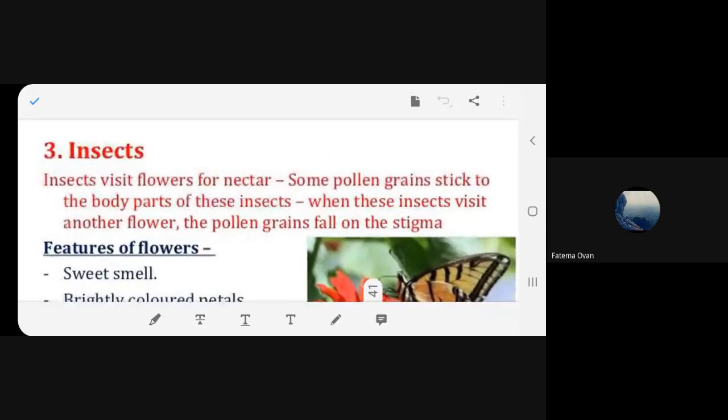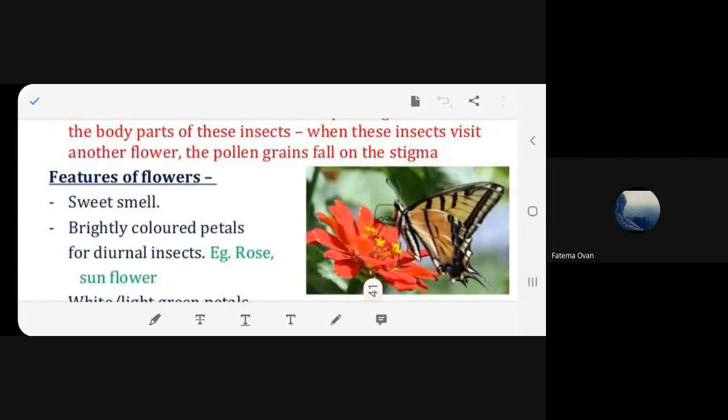So insects, as we know, get attracted by the colored flowers. That's why petals are so colorful, isn't it? Insects need colors to be attracted. So when they go to those brightly colored flowers, the pollen grains from the anther stick to the feathers or wings of the body parts. And when these insects fly to another flower, the pollen grains fall on the stigma and pollination takes place.